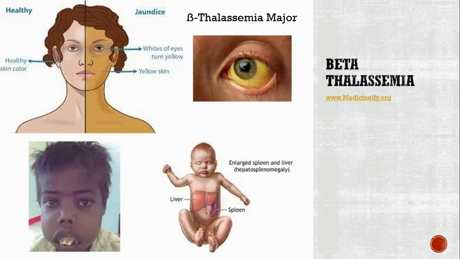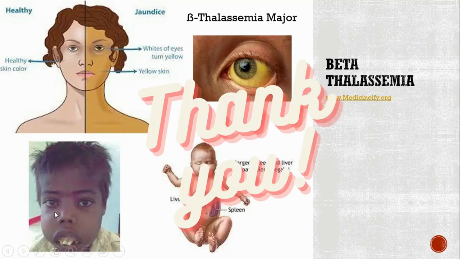Let's look at some major signs and symptoms in beta thalassemia major. Jaundice, yellow skin, and chipmunk face, hepatomegaly, splenomegaly. This is the typical picture of the beta thalassemic face.